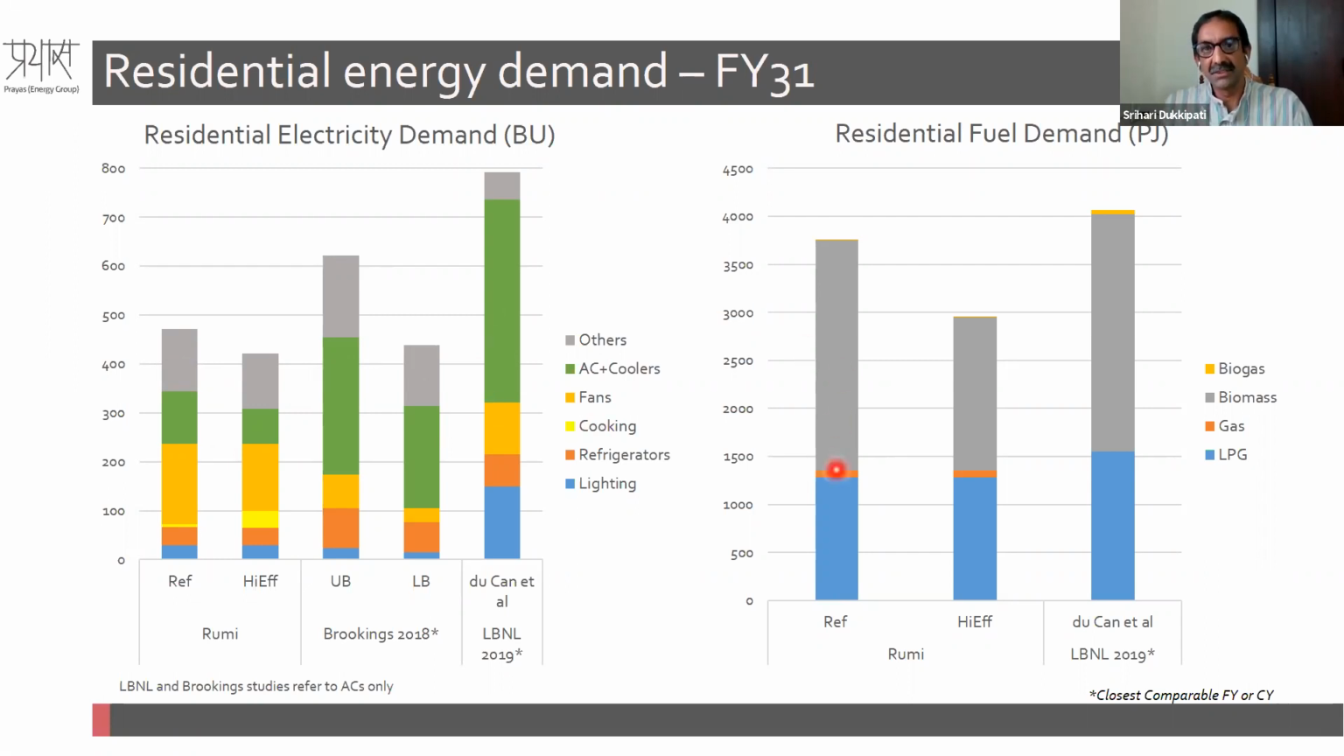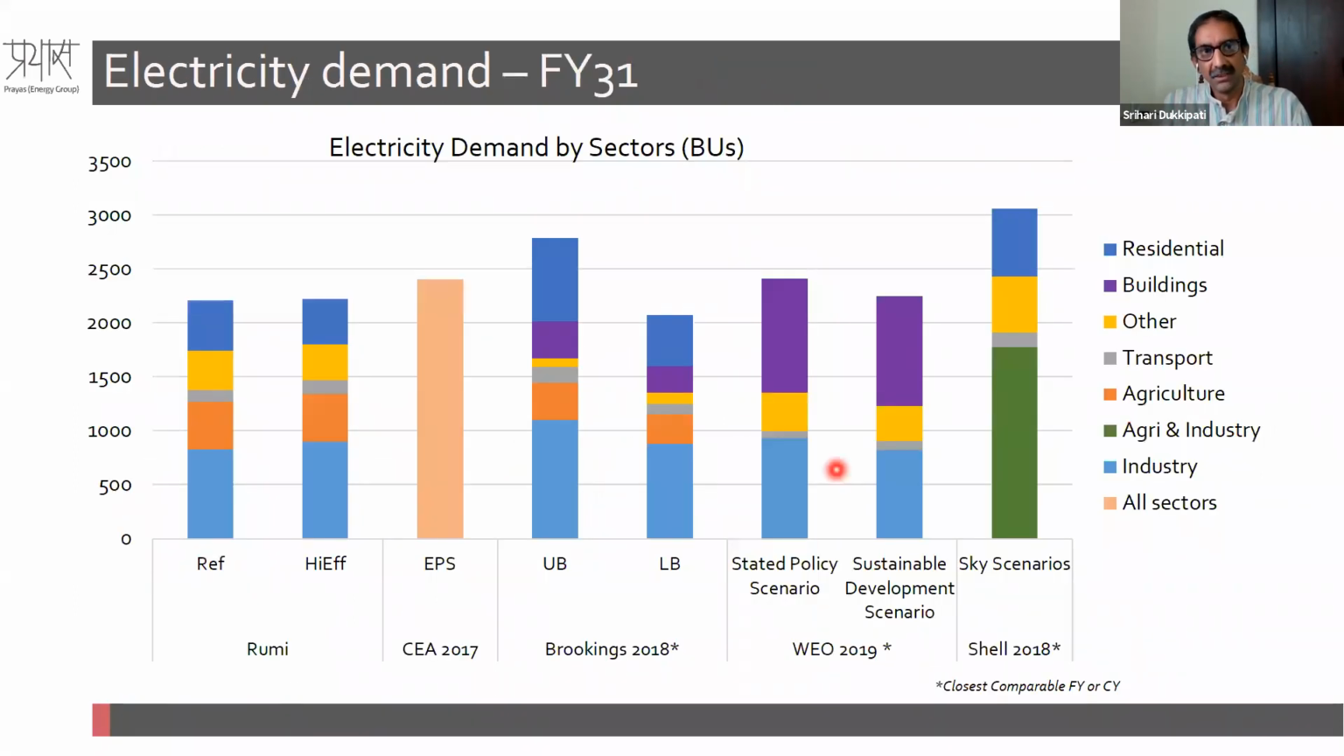When we come to residential fuel demand, we see no huge differences. Biomass still plays a huge role, followed by LPG. When we compare the electricity demand across various studies, the total electricity demand as estimated in Rumi is actually lower than many of the other projections, lower than EPS as a whole.